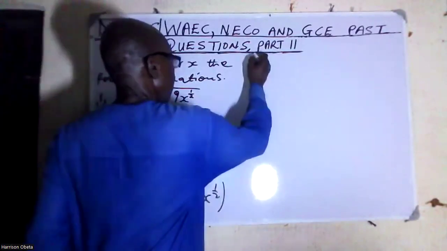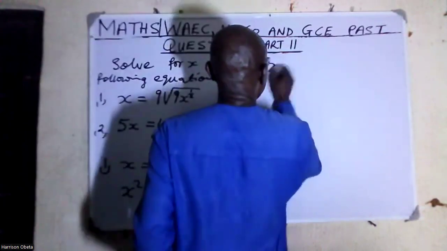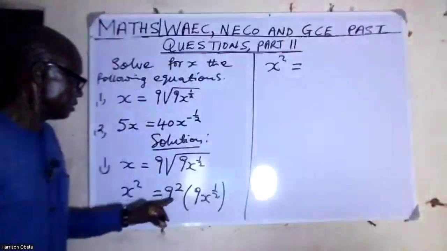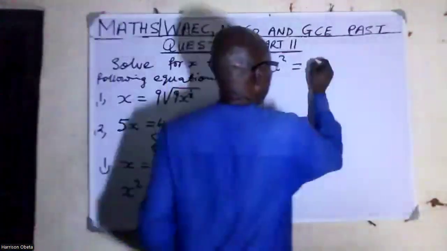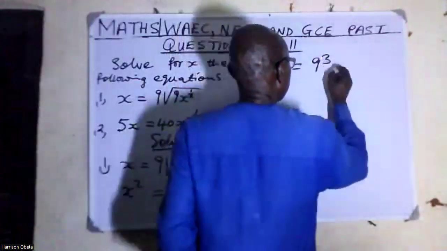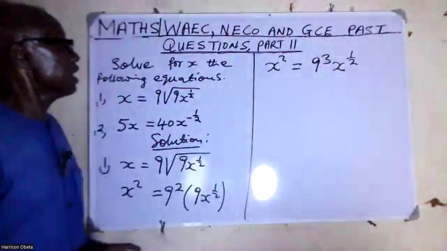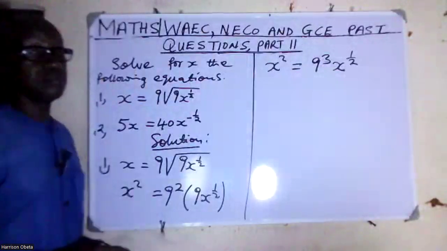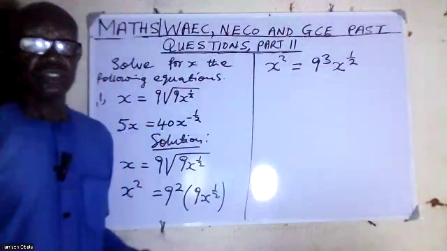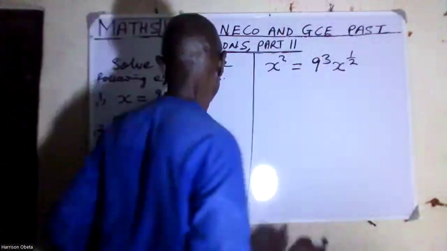And then coming over here, we continue. That is x squared is equal to, you open the bracket, use this to multiply. That would be 9 raised to the power 3 x raised to the power half. And if you look at this, you discover that we have x on both sides, but we are solving for x. So you have to square both sides in order to remove this half.